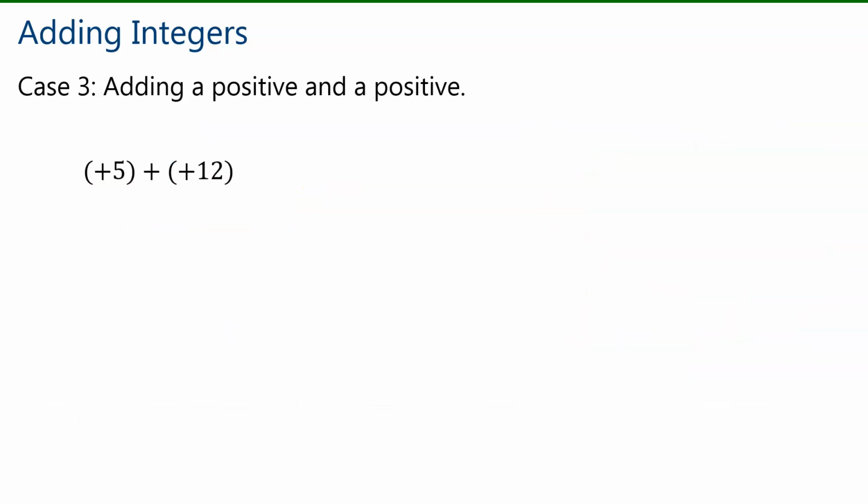So now our last case to consider is if we're adding a positive and a positive. Well, this should look very familiar, because a positive 5 can simply be written as 5, and a positive 12 can simply be written as 12. So this is what we're used to, 5 plus 12, which is just 17. So the rule for adding two positives is just simply do normal addition. So that's not really a new rule we need to remember.